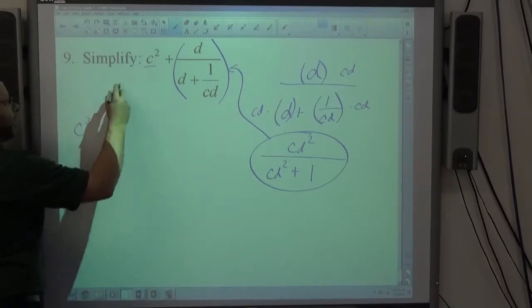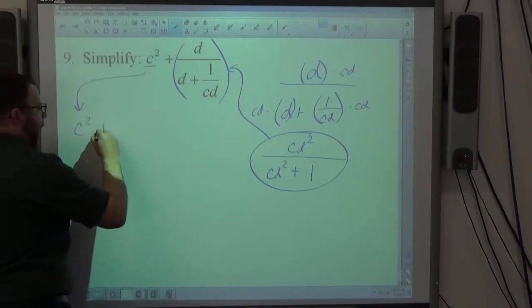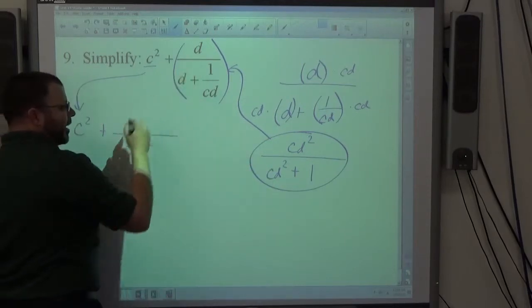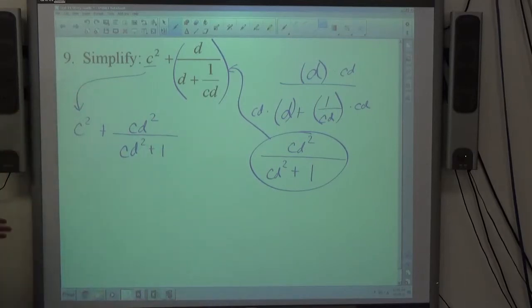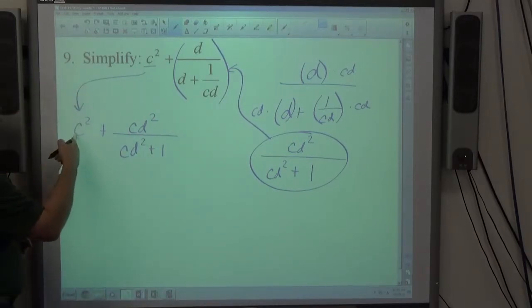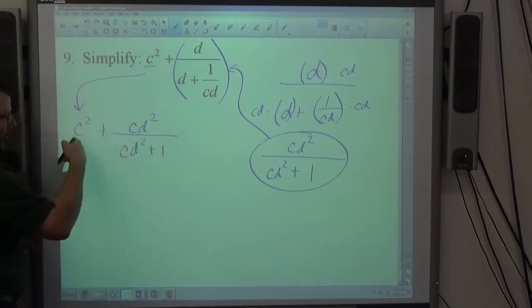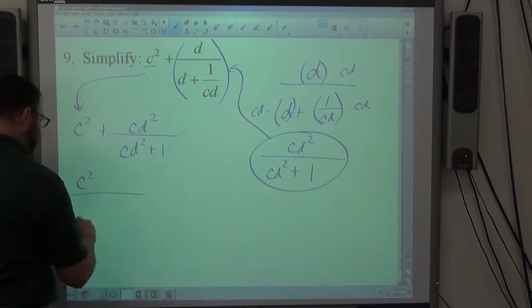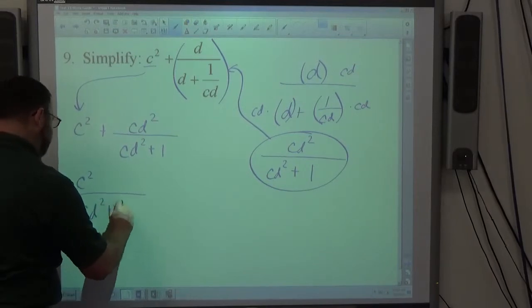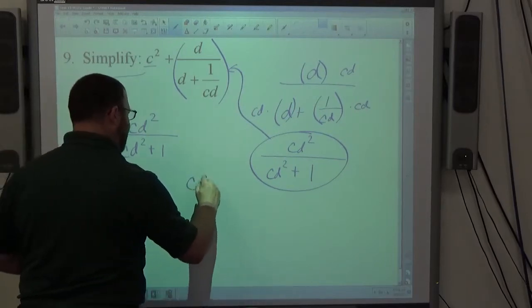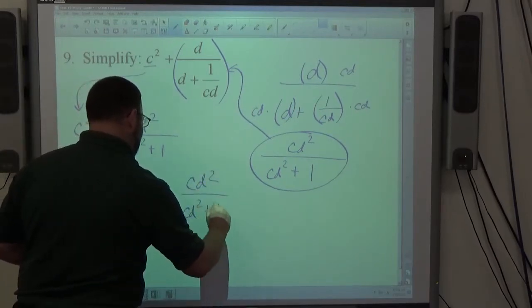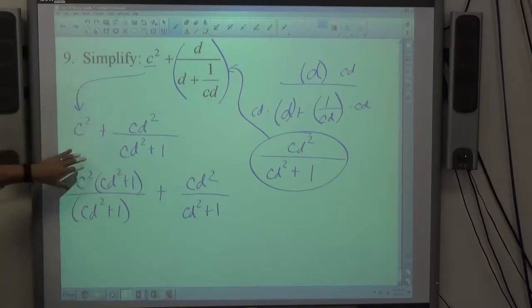So I have c squared, my ignored object, added to my simplified second object, cd squared over cd squared plus 1. Next, I get a common denominator for these. C squared is currently over 1, so it needs to have this entire denominator put on it. So c squared over, I need to put a cd squared plus 1 on the bottom, which means I need to put a cd squared plus 1 on top. The second fraction already has cd squared plus 1 on the bottom. So again, c squared is what it was. Top and bottom both got multiplied by cd squared plus 1, creating the common denominator between the two fractions.